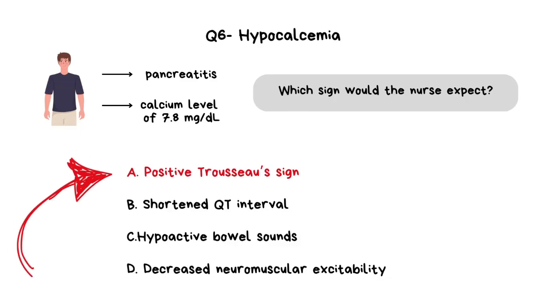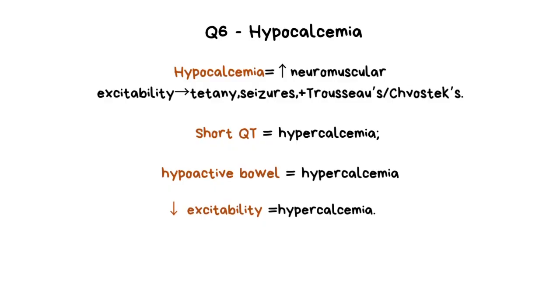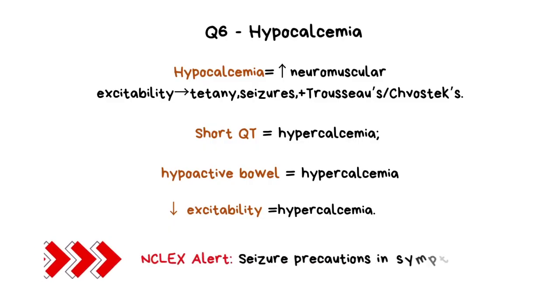The correct answer is option A, positive Trousseau sign. Rationale: hypocalcemia increases neuromuscular excitability. This leads to tetany, seizures, and classic signs like Trousseau's and Chvostek's. A shortened QT interval, hypoactive bowel sounds, and decreased neuromuscular excitability are all associated with hypercalcemia, not hypocalcemia. NCLEX alert. Clients with symptomatic hypocalcemia need seizure precautions. Keep emergency calcium gluconate available.